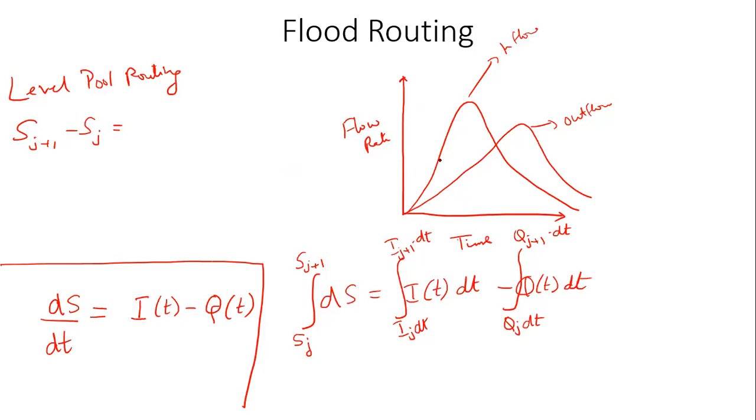Let us say that these are the two time steps j and j plus 1. Right? So this is j and this is j plus 1. Okay. Looking at this plot, can you tell me what this integral of I of t dt from j dt to (j plus 1) dt will be? Volume of inflow. Correct. Volume of inflow in that time step. So just looking at it geometrically, can we say what that would be?